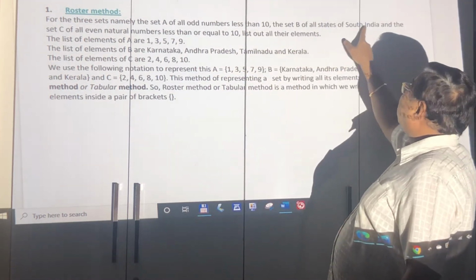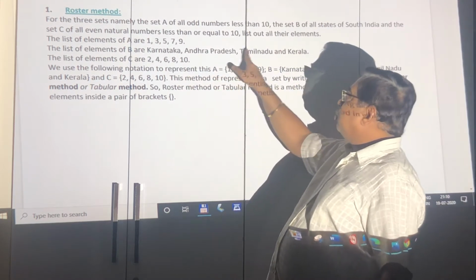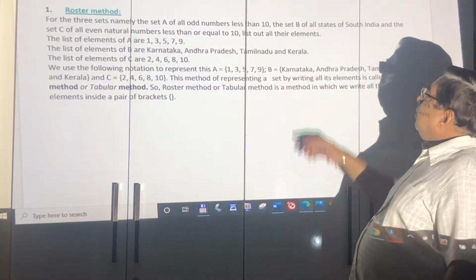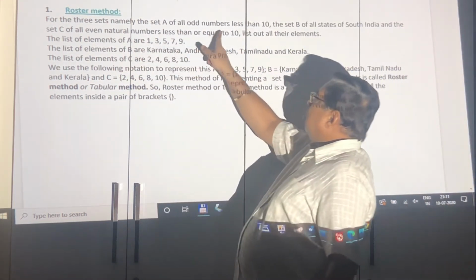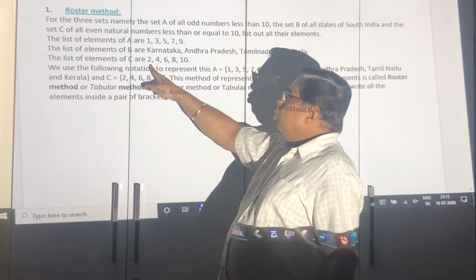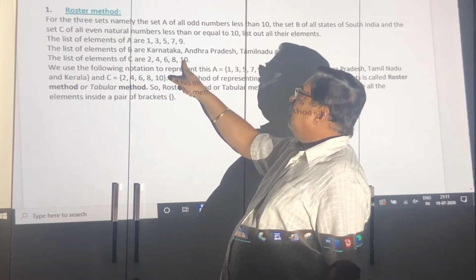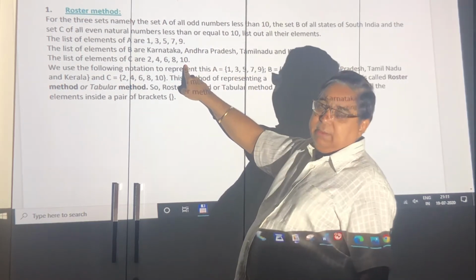Let's take the second one. All states of South India. Okay, South India: Karnataka, Andhra Pradesh, Tamil Nadu, Kerala. Your geography book will help you. Then C is even natural numbers less than or equal to 10. 2 is even, 4 is even, 6 is even, 8 is even and 10 is even. They are all less than or equal to 10. Therefore 10 has to be taken.